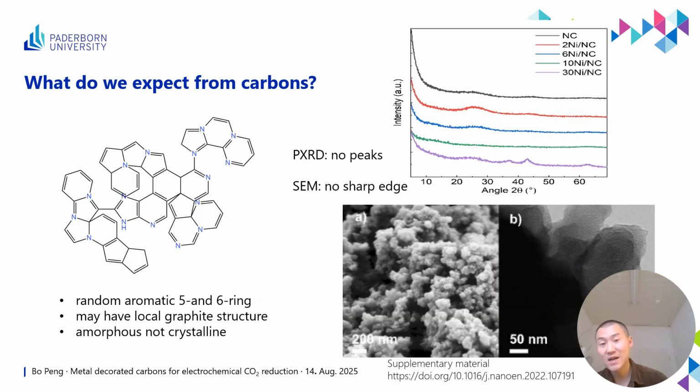So what do we expect from our carbon? The supporting material should be randomly arranged aromatic five rings and six rings. Most of them are carbons, and some sites are nitrogen. They may have local graphite structure, but only in a very small range. Then it is an amorphous material.